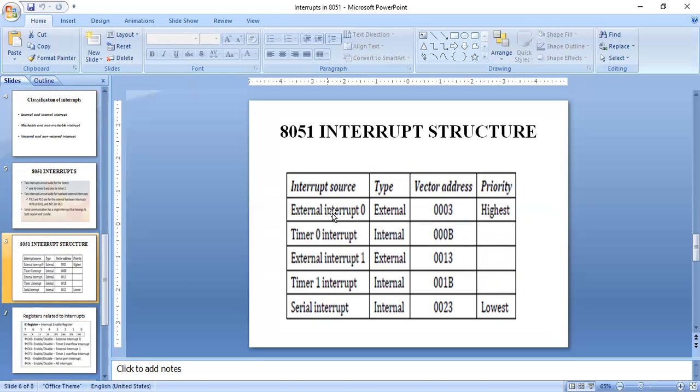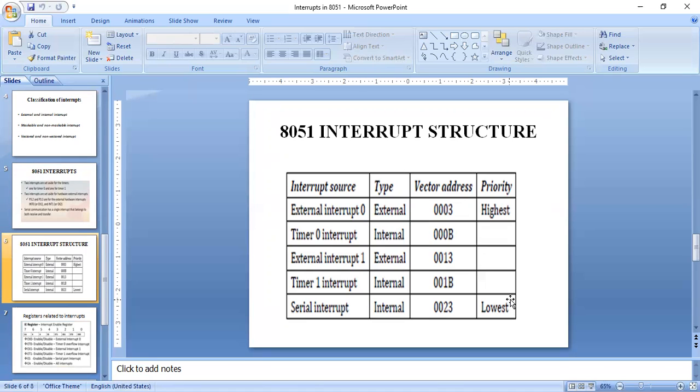External interrupt 0 has the address 3H. Then external interrupt 1 has the address 13H. The timer 0 interrupt has the address BH, and timer 1 has 1BH. The serial interrupt has 23H. These are the vector addresses of the 8051 interrupts.